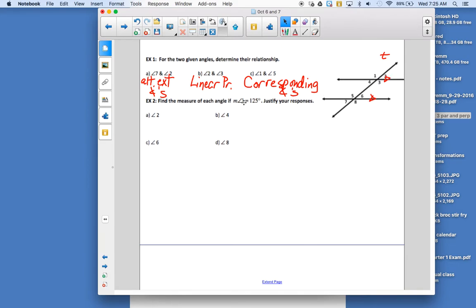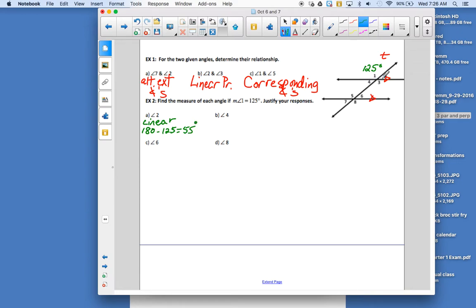Okay, I'm going to move this just a little bit so I can see it a little bit better. Switch colors. Find the measure of each angle if angle 1 is 125 degrees. Okay, so I'm moving to green here. Let's see, angle 2. Angle 2 is right next to it. So 1 and 2 are a linear pair. So let's see, 180, because I know that linear pairs add to 180, minus 125 equals 55 degrees. That's how I would get my answer.